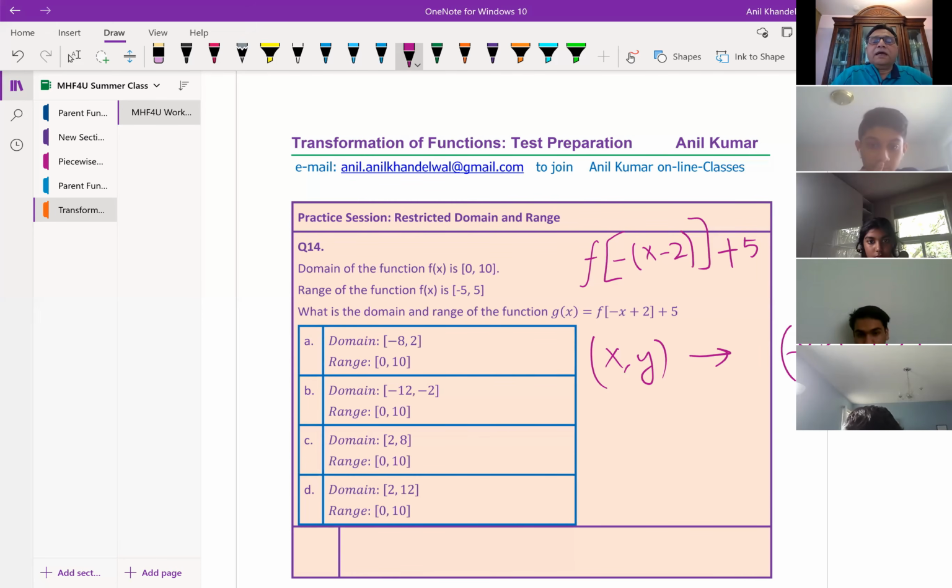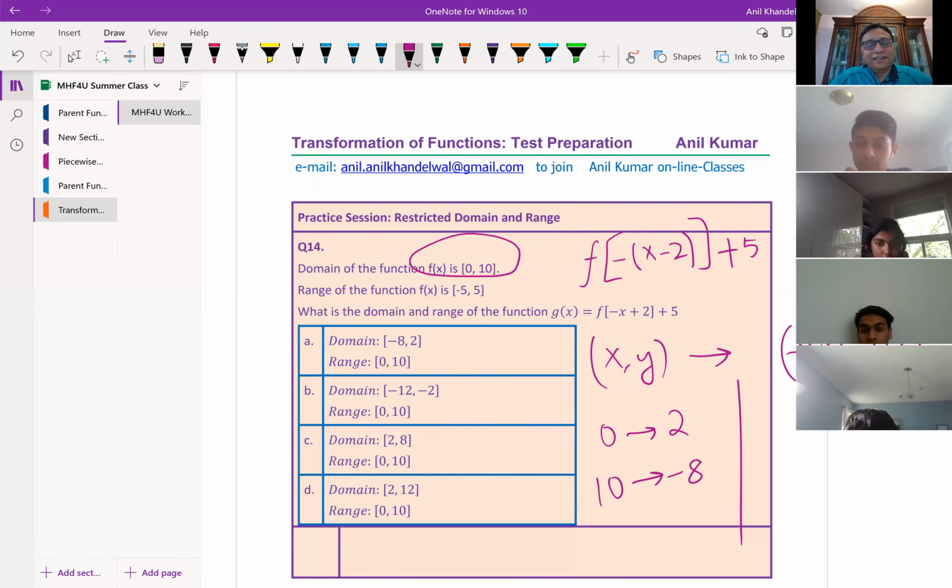So 0 and 10 become what? What happens to 0? What happens to 10? So 0 you would plug into -x plus 2. So 0 would become 2. No, first do the domain. We are talking only about the domain. Don't mix up. What happens to 10? It would become -8. So -8 is lower, right? So -8 to 2, one of the options is there. That should be our answer.